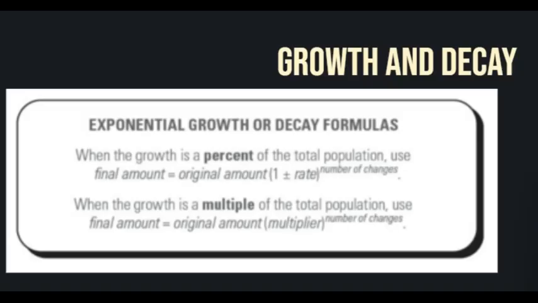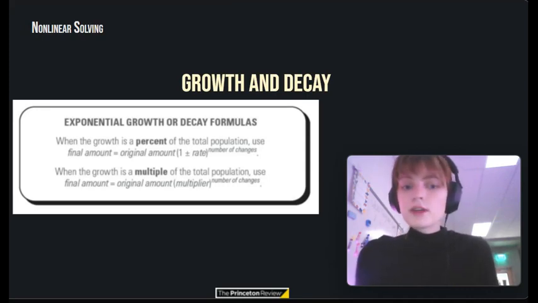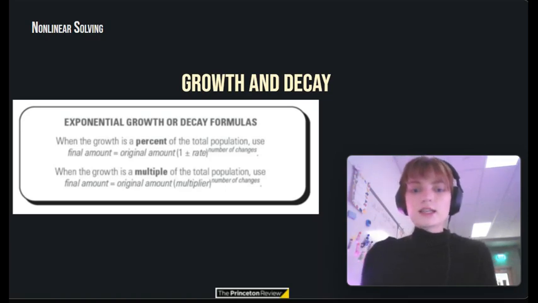When the growth is a percent of the total population, you will use the final amount is equal to the original amount times 1 plus or minus the rate, to the power of the number of changes. When the growth is a multiple of the population, use the final amount, set that equal to the original amount times the multiplier, and raise that to the number of changes.